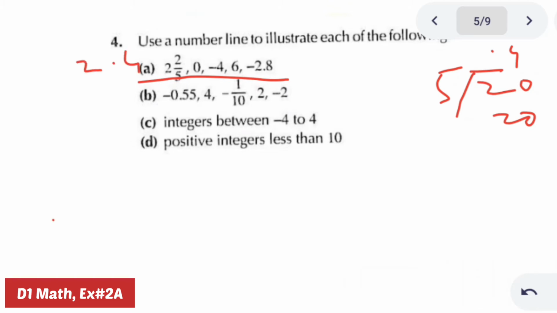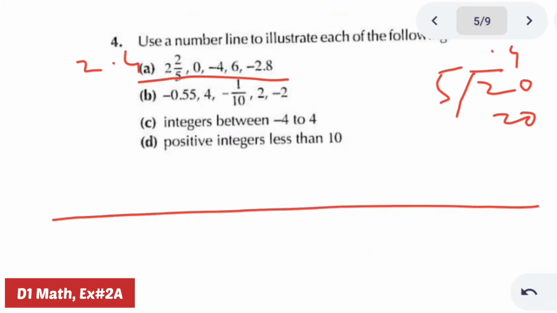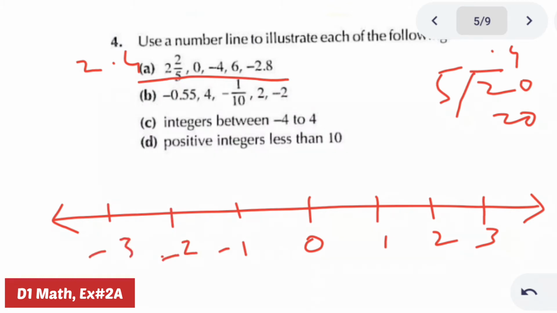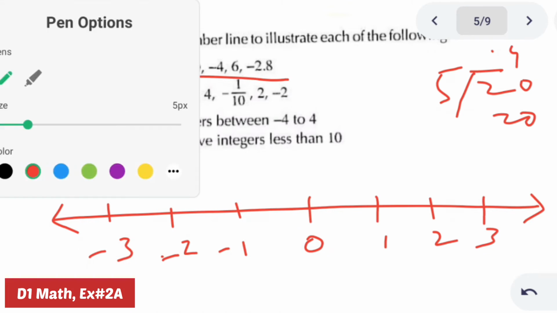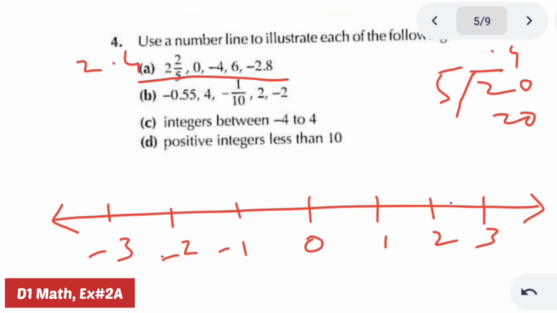Now we are drawing a number line like this: 0, 1, 2, 3, -1, -2 and -3. And now we have to present these numbers over here. So the first number is 2.4, so it will be like here, 2.4. The second number is 0.